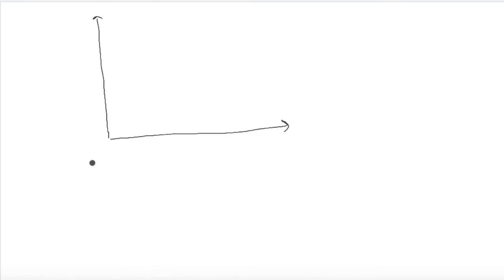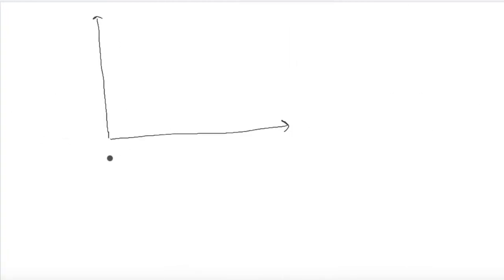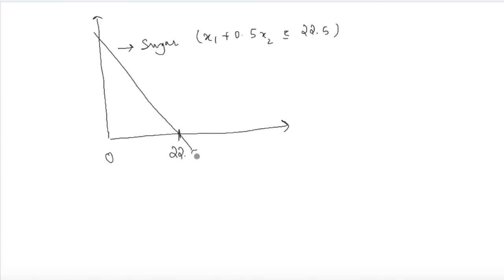Now let's try and understand the constraints through a graph. So what you do is you basically plot all these constraints. ठीक है. So x1 plus x2 less than or equal to 27.5, x1 plus 0.5 x2 less than or equal to 22, 3x1 plus 6x2 less than or equal to 150. You plot all of these here on a graph. So say you want to plot the sugar constraint. So you have this equation x1 plus 0.5 x2 less than or equal to 22.5.